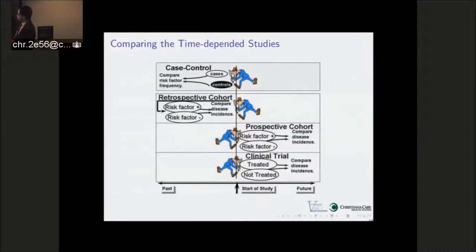The prospective cohort and even clinical trials are follow-up studies. We assign the patients, or patients select the exposure group by themselves, and after a time of follow-up, we compare the disease levels. This gives you a basic sense of these studies.